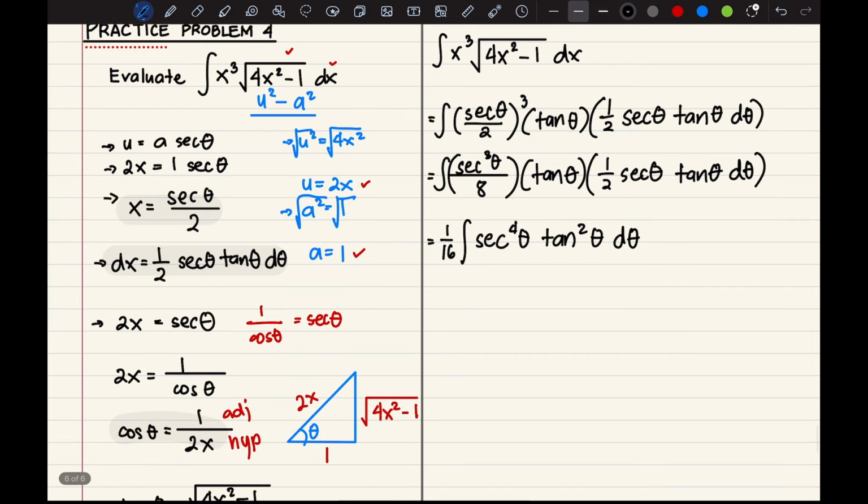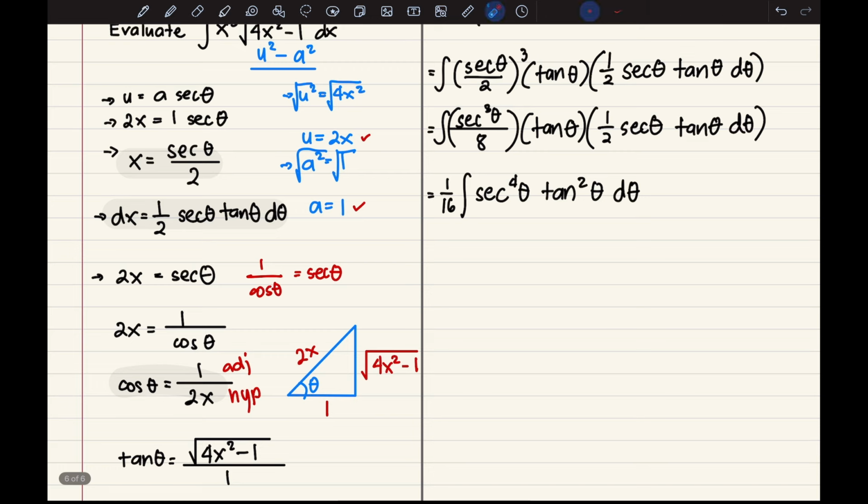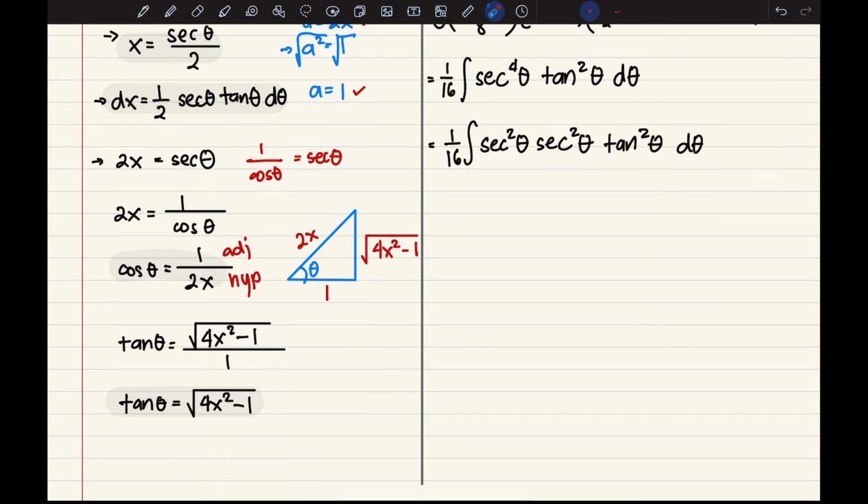And then for our next step, since the power of secant is an even integer, we will resolve secant into its corresponding secant squared components. So ibig sabihin, we have 1 all over 16. Integral of secant to the 4th theta has 2 secant squared theta. So 1 secant squared theta, another secant squared theta, and then tangent squared theta, and then the theta. And then we substitute 1 secant theta with its corresponding Pythagorean identity. So we will transform secant squared theta into tangent squared theta.